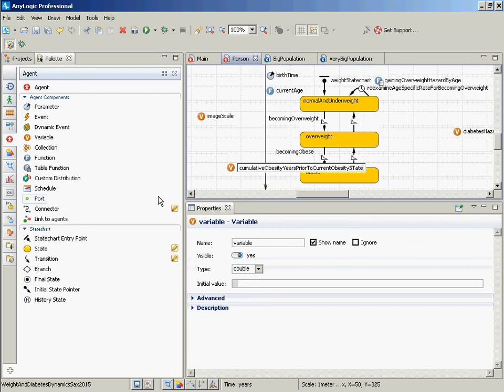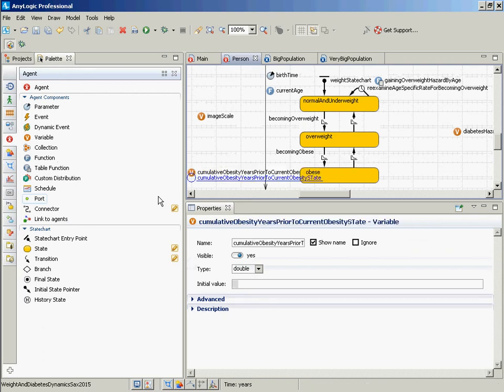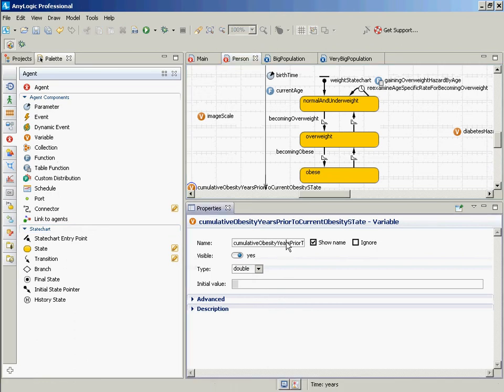Okay. So this is going to total up the number of years someone has been obese up to, but not including, any current obese state that they're in. Okay? Now watch this. This is going to be done. It's sweet. Okay, so watch this. I'd like to drag in another variable.